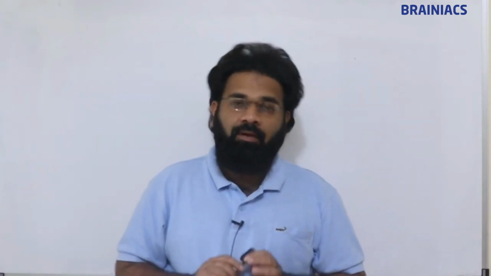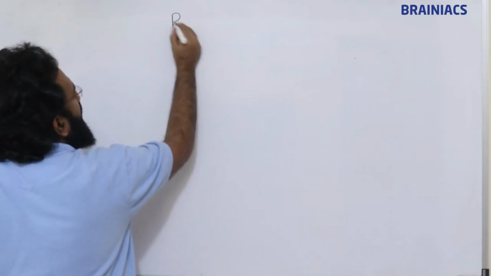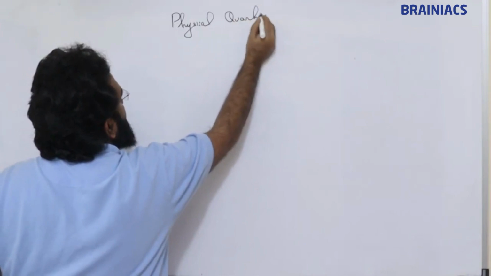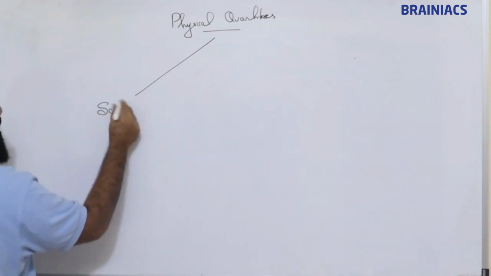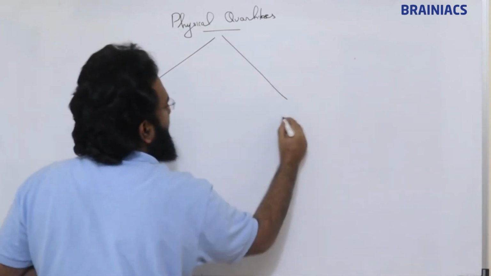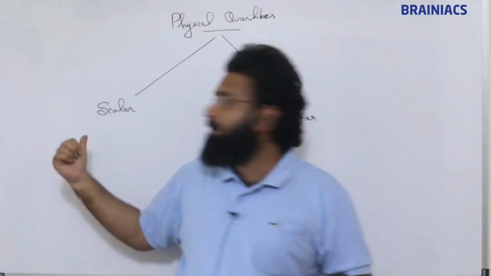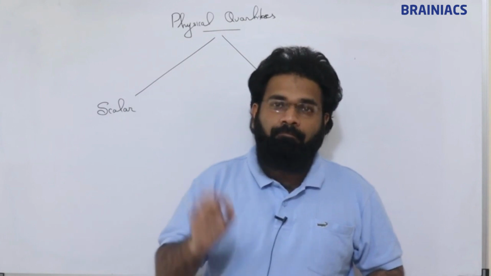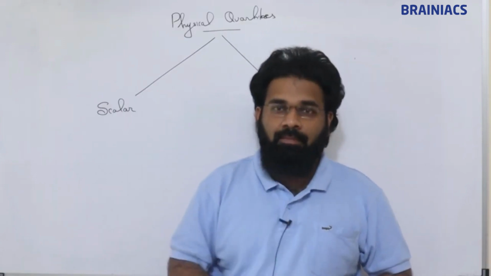Okay, so all physical quantities, everything we discuss in physics, we can classify into two categories: scalar and vector. Scalar is something which has only magnitude. Magnitude means what? A number or a size.